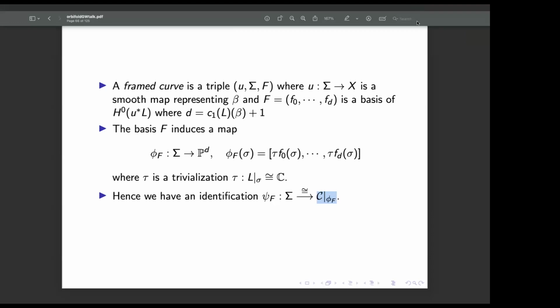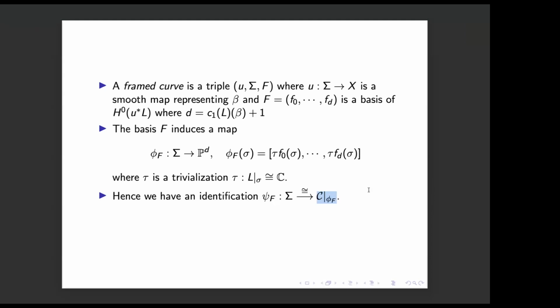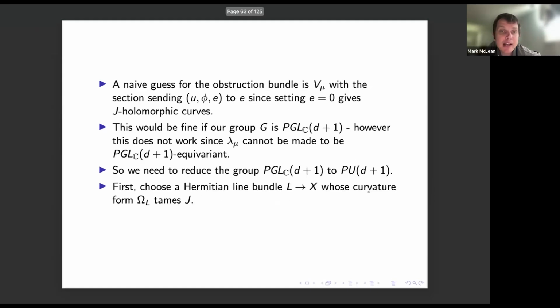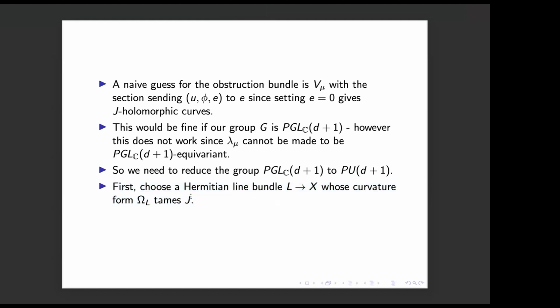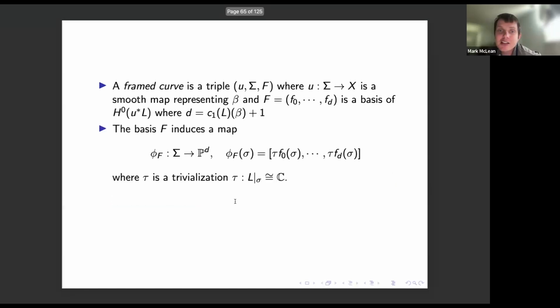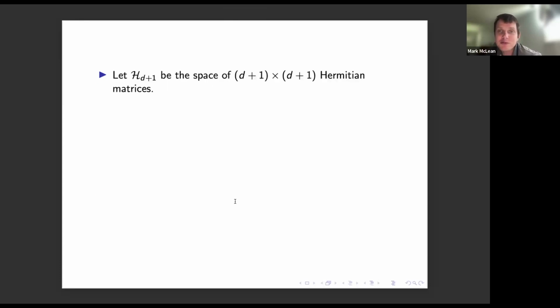Sorry, here L is a chosen line bundle on X. Let me go back. I fix a Hermitian line bundle whose curvature form tames J. Yeah, there's a lot of notation, I'm afraid, and it's going to explode. I'm sorry. I'll try and remind you of previous things.